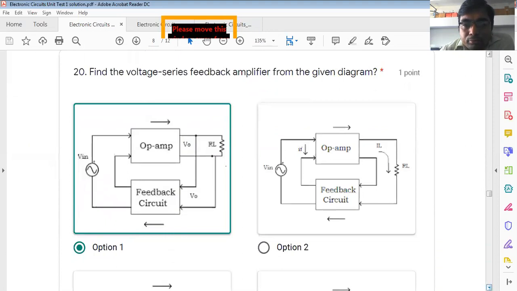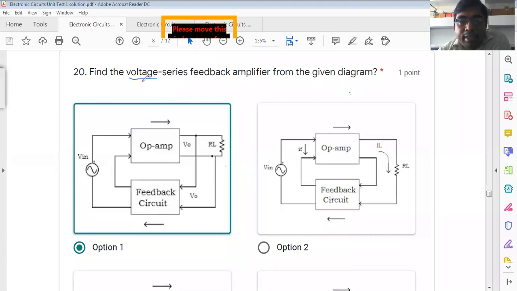Now come to the next question, which is based on negative feedback. They have asked about voltage series. In a voltage series feedback amplifier, we have to identify it through the diagram. So it is very simple. The first option is the correct option.